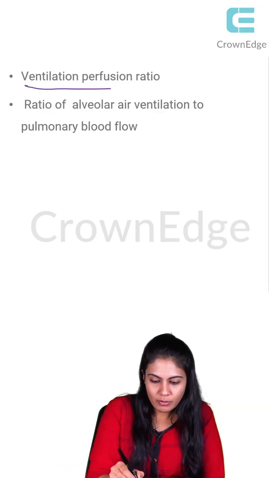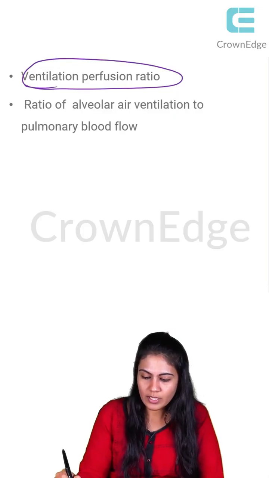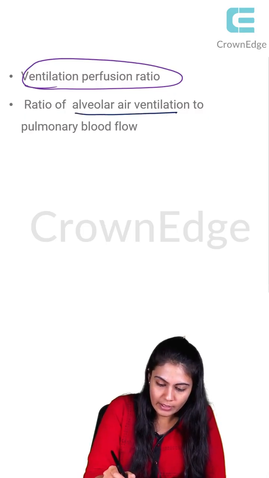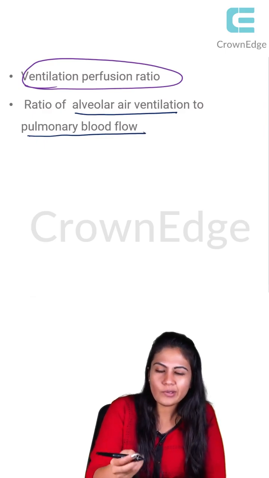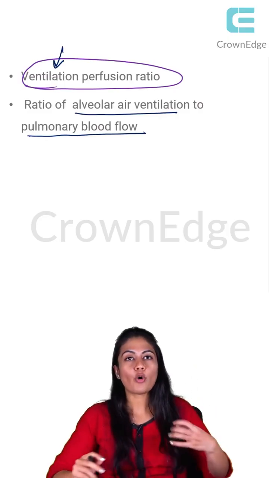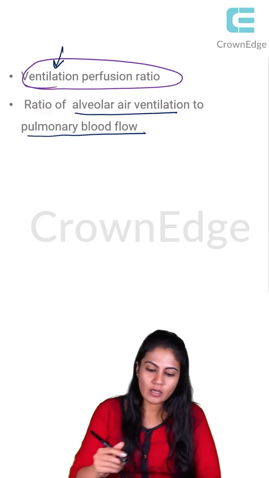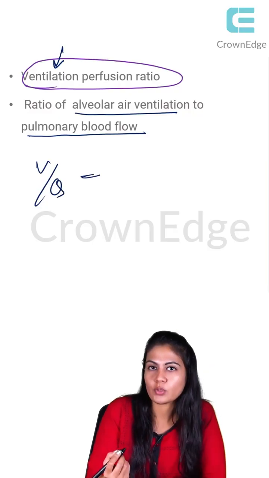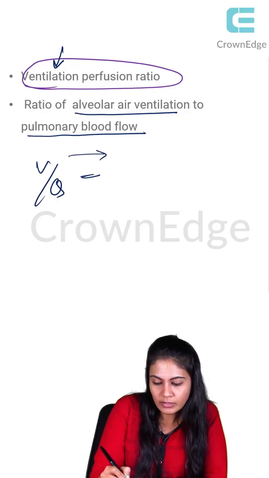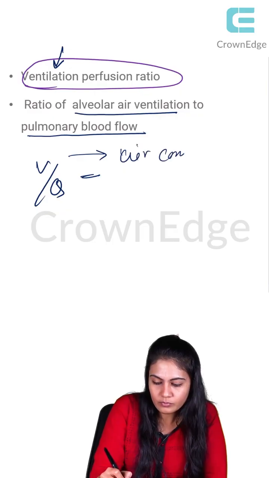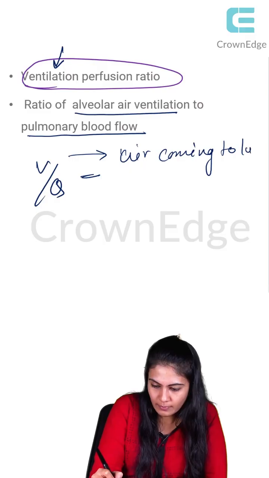What is the ventilation perfusion ratio? This is an important term known as the ventilation perfusion ratio. This is the ratio of alveolar air ventilation to pulmonary blood flow. What do you understand by this name? Ventilation means breathing, right? It means how much air is coming towards the lung. This is denoted as the VQ ratio or V/P ratio in some books. V is for ventilation, denoting how much air is coming to the lungs.